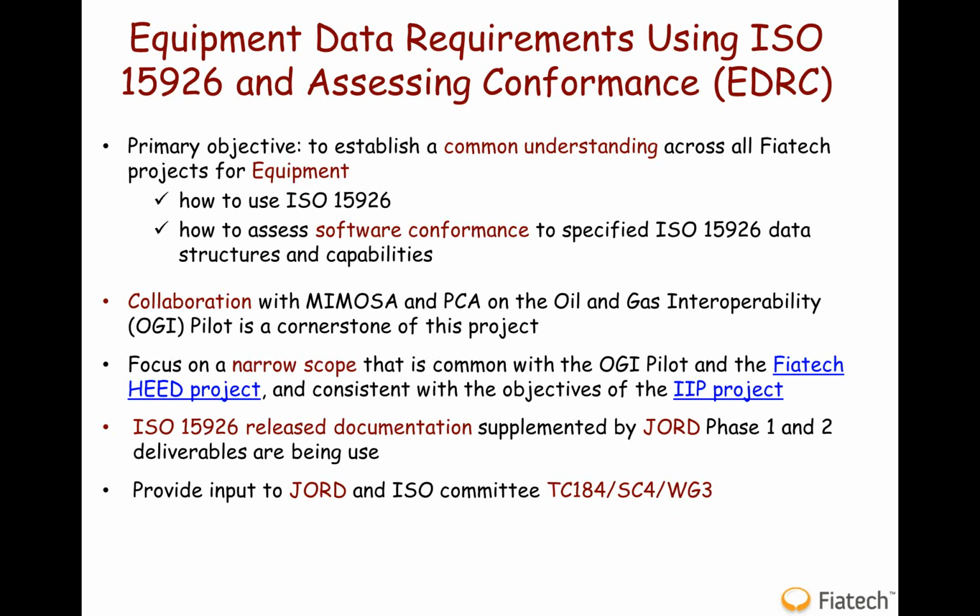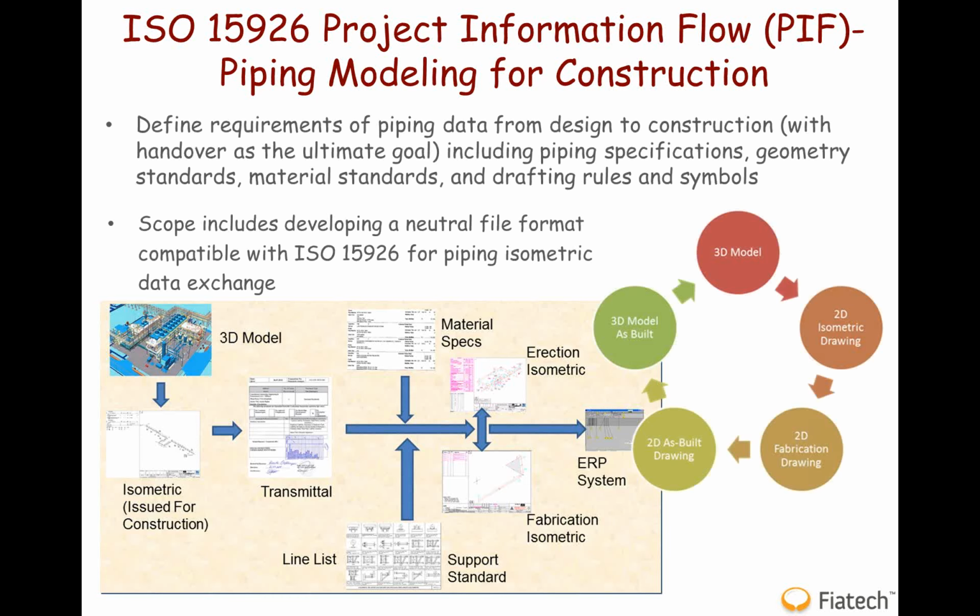The project information flow project, again, is looking at the flow of information along the life cycle, and has a specific focus on piping isometrics and how they fit in, and the extension to the model that is required in order to support piping isometrics.